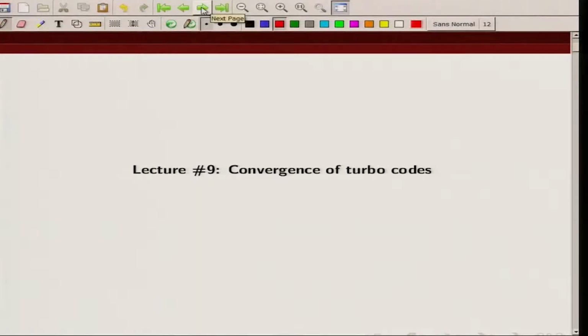Welcome to the course on error control coding and introduction to convolutional code. Today we are going to talk about how to analyze the performance of turbo code in low SNR. So we are going to talk about convergence, how to track the convergence of turbo iterative decoding algorithm, and that is the topic of our discussion, convergence of turbo codes.